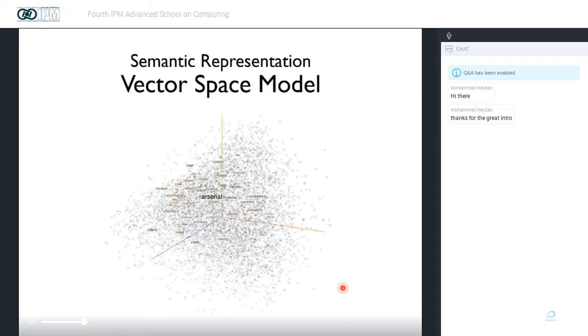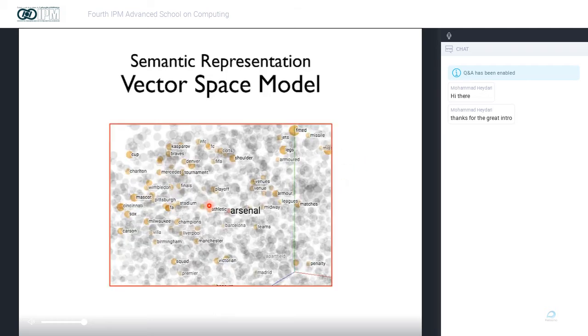This is a more realistic example. It's a 300 dimensional semantic space, or 300 dimensional embeddings, which has been reduced to 3 dimensions with 10,000 words in the space. And if we look closer around the word arsenal, we will see a set of semantically related words like playoff, matches, teams, Barcelona, Manchester, Liverpool, champions, and other stuff. This is a small part of a space that contains the words related to arsenal.